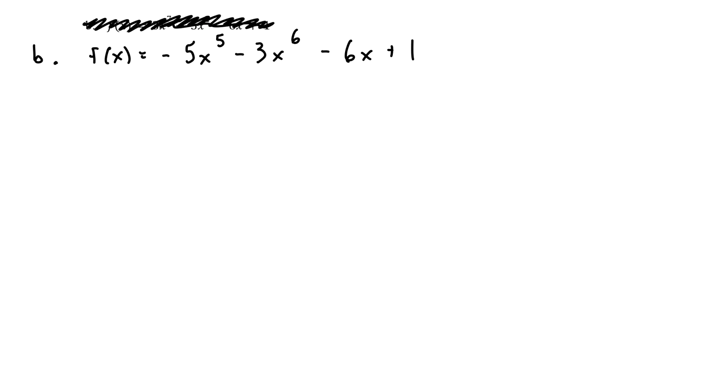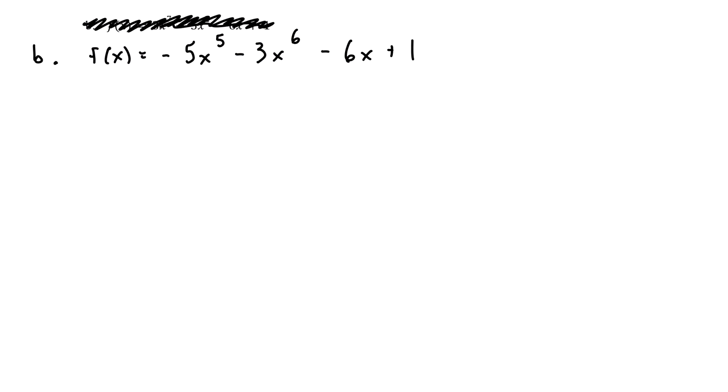This time I've got f of x equals negative 5x to the 5th power minus 3x to the 6th power minus 6x plus 1. Be careful with this one. I've intentionally written it in a little bit of a tricky way here. Remember the leading term is not always going to be the first term. It is the term with the highest degree, the term with our highest power of our exponent. So our leading term for this problem will be negative 3x to the 6th power.